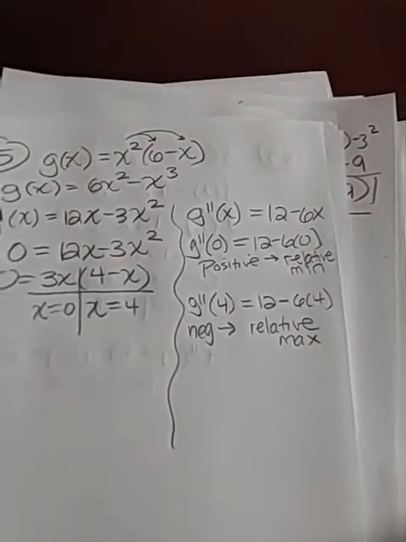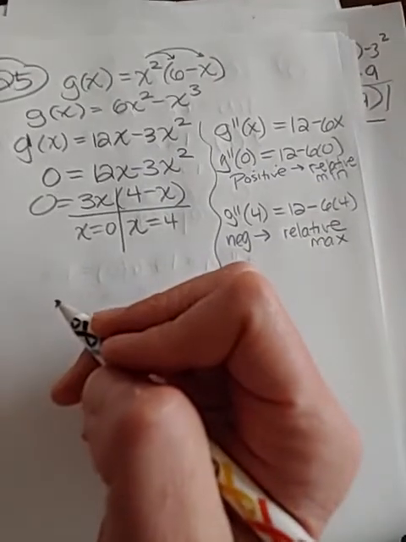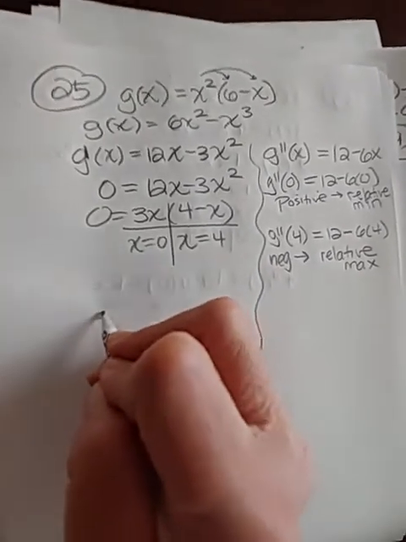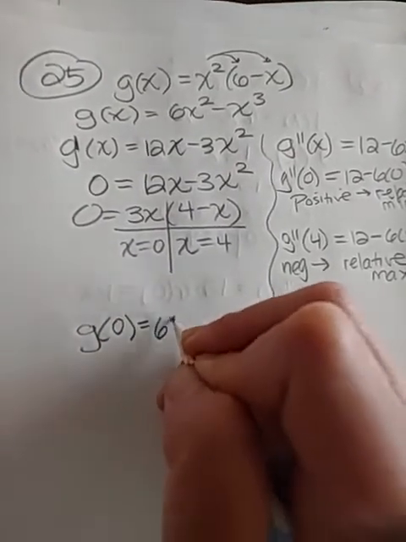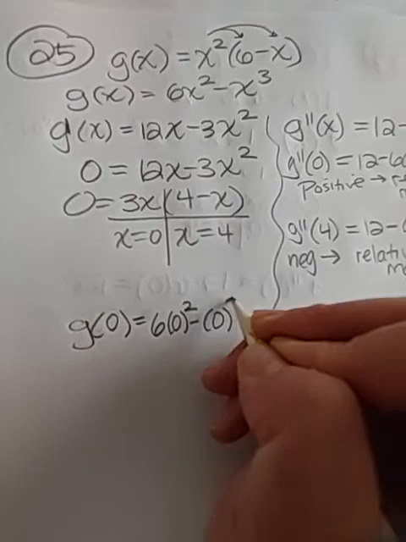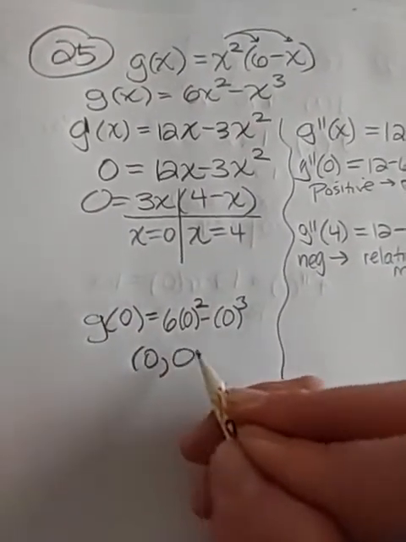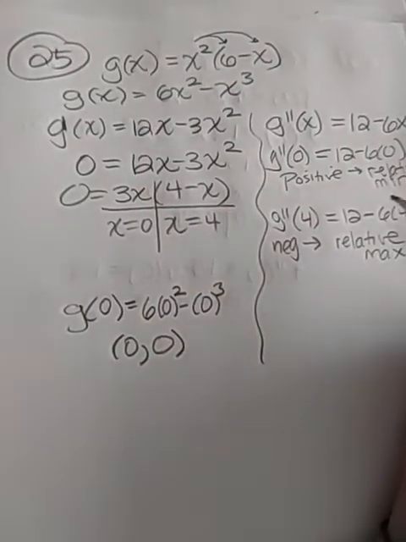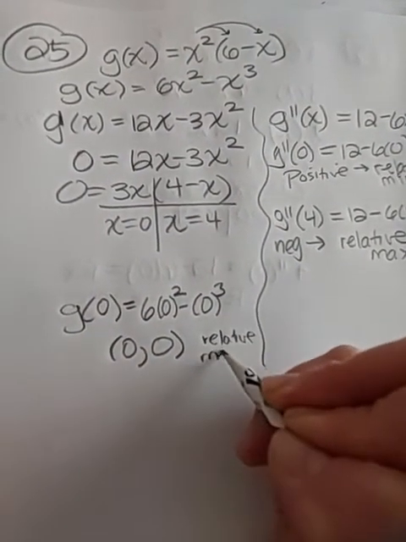All right, so now to get those values, I'm going to plug back into the original function. I'm using 0 and 4. Okay, so the original function with 0, I'm going to use the one that has the x squared distributed in. I get 0. So 0, comma 0 is my relative minimum.